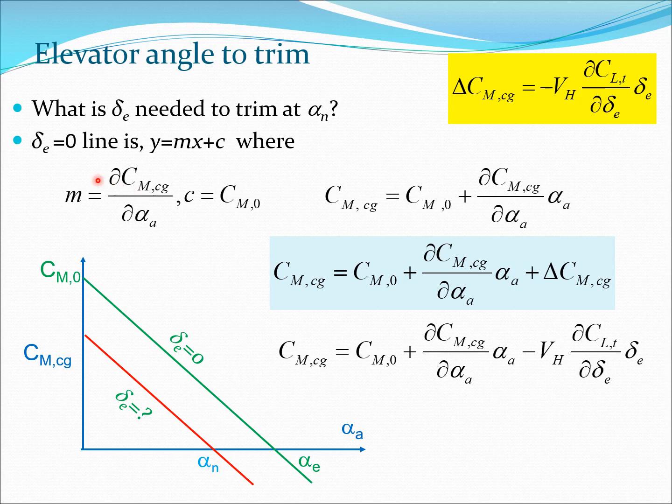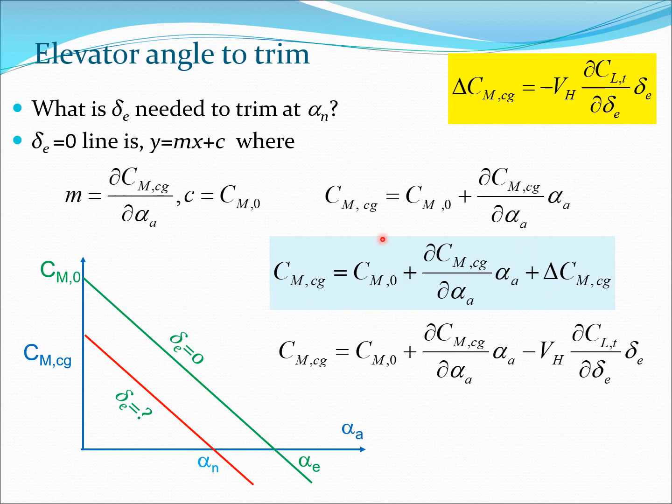Now to do this mathematics, let us start by considering the green line here. This delta E equal to 0 line is y equals mx plus c, the general equation for a straight line from any coordinate geometry book. We know m is the slope, that's d CMCG by d alpha a, and the intercept is given by CM0. So essentially the line here is given by CMCG equals CM0 plus d CMCG by d alpha a into alpha a.